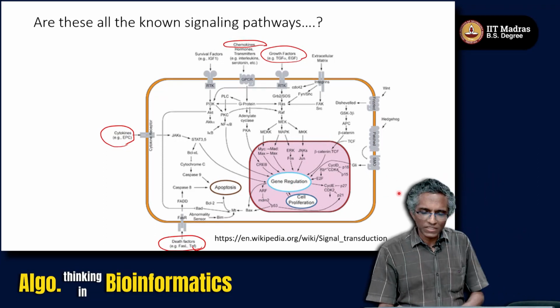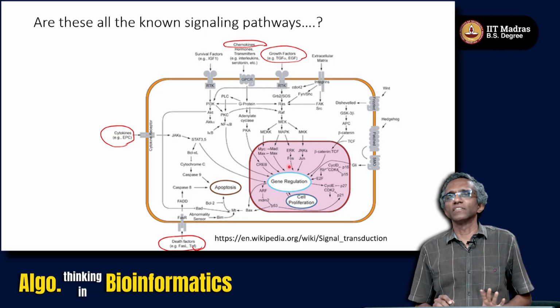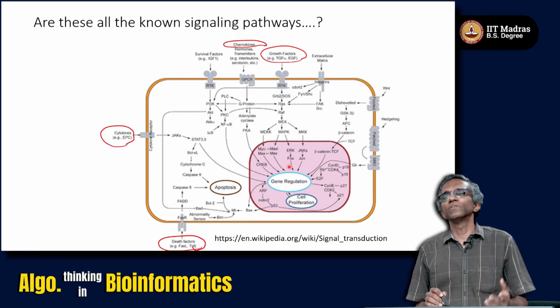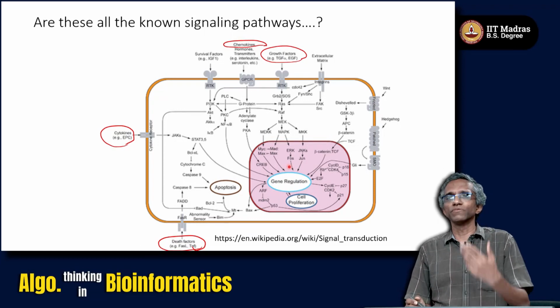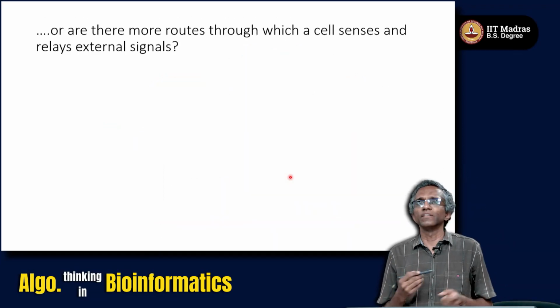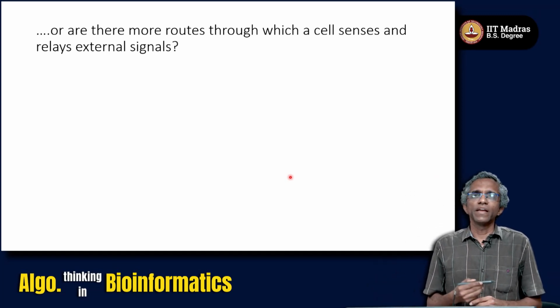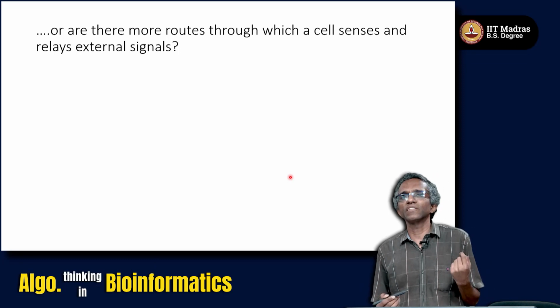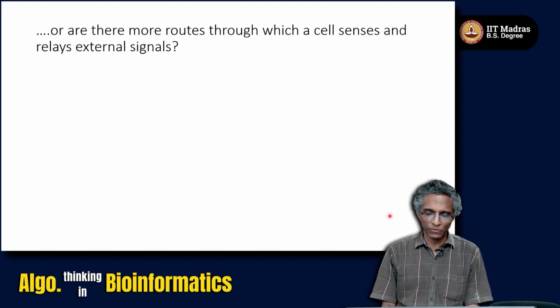Okay. But still, this does not capture all of the signaling interactions that are happening within the cell. We may want to discover new modes of signaling interactions, right. So, new modes of signaling pathways, right, and that is really the question. Are there more routes through which a cell senses and relays external signals? And even for those routes that are already established, are there any new players in those signaling pathways? Okay. So, that is what we would like to answer.